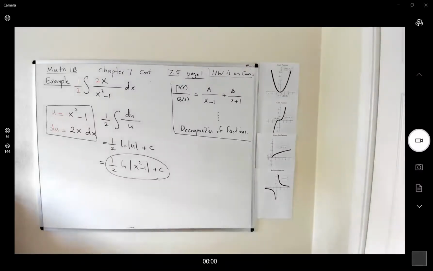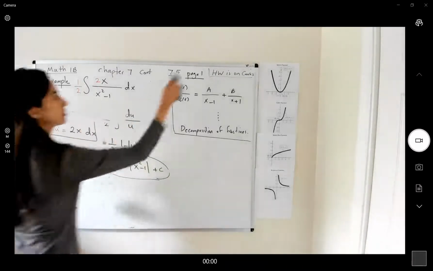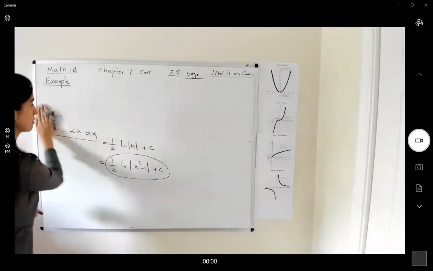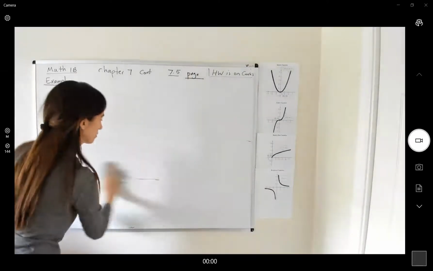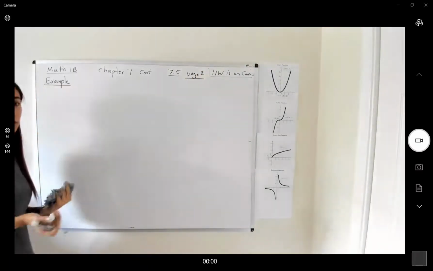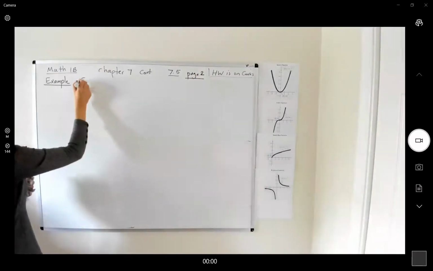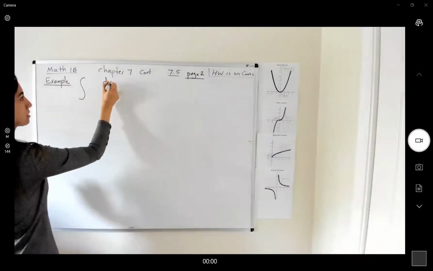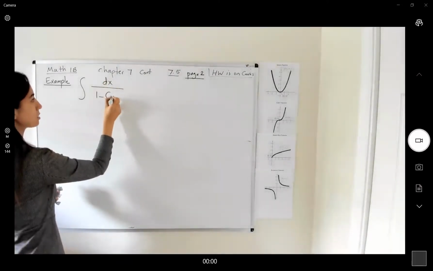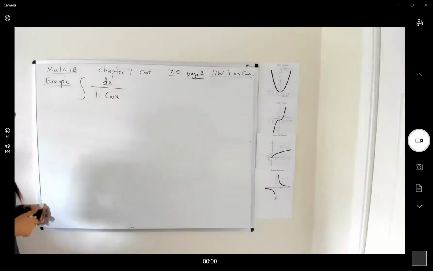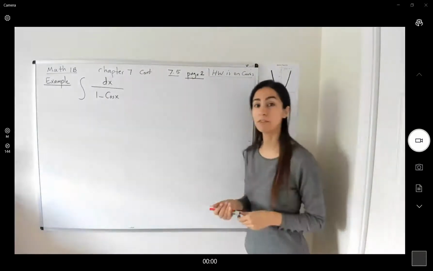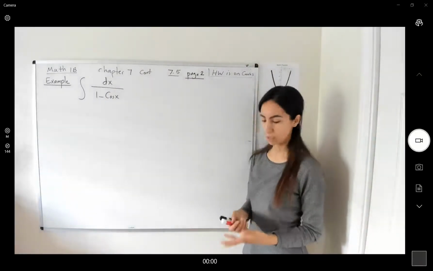Okay, let us move on to page 2. In page 2, you have this type of integrals. You have the integral of dx divided by 1 minus cosine x. Guys, here you have dx divided by 1 minus cosine x.